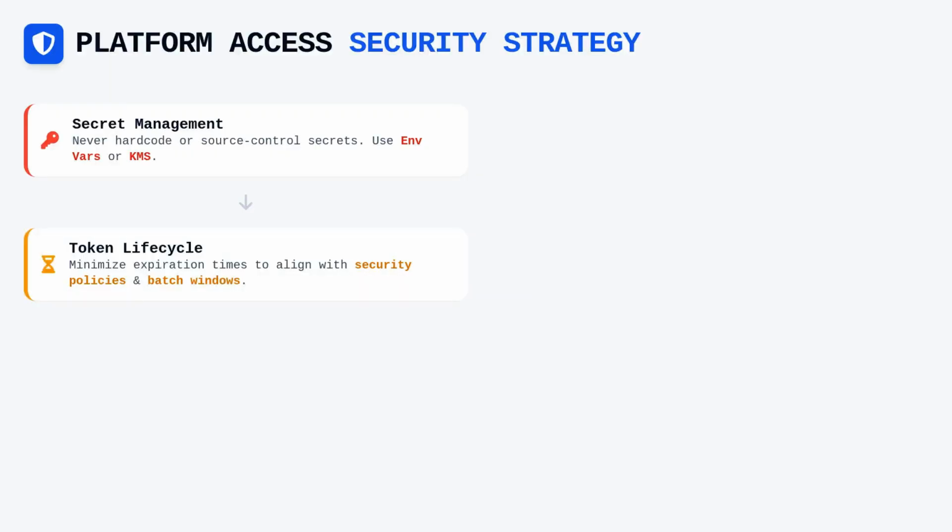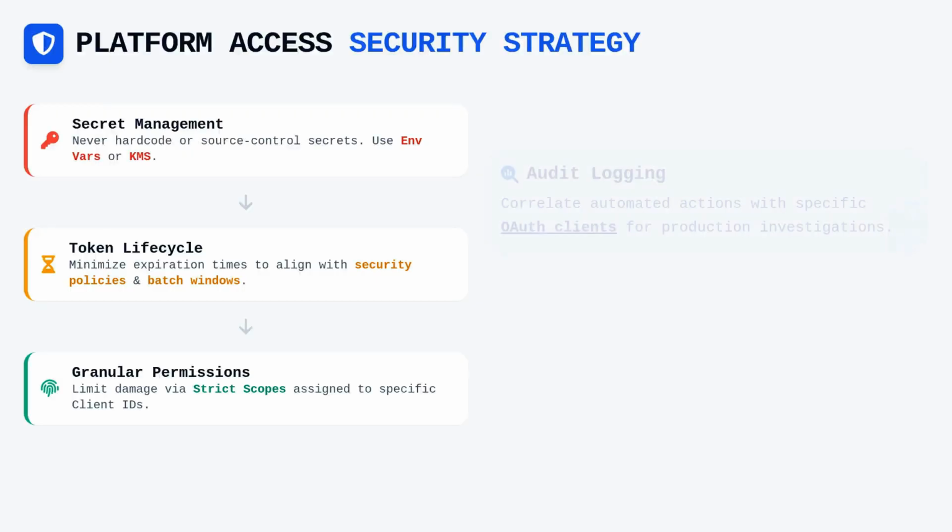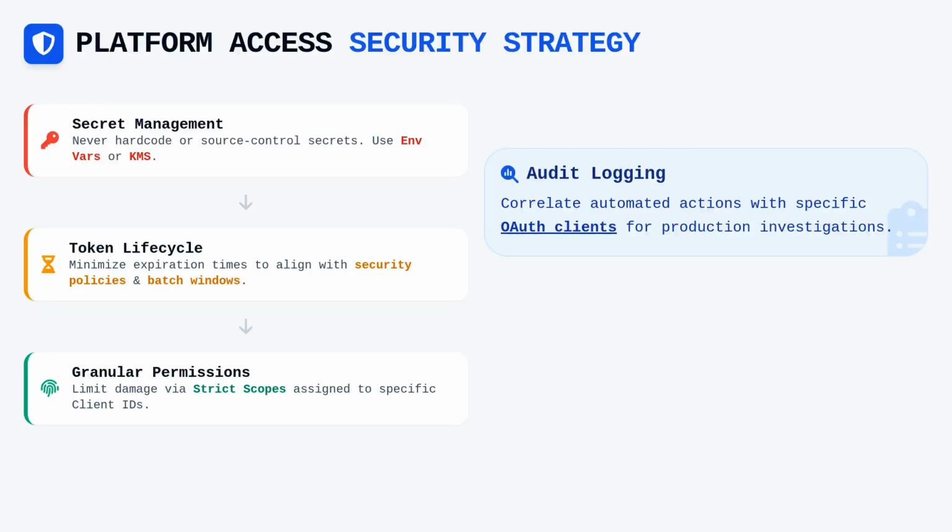Furthermore, minimize the token expiration times to a level that aligns with your security policy while remaining operational for your typical batch processing window. If an application is compromised, the damage is naturally limited by the scopes assigned to its client ID, which reinforces the necessity of granular permissioning. As you move toward production, include audit logging for your API activities so you can correlate automated actions with specific OAuth clients in the event of an investigation.